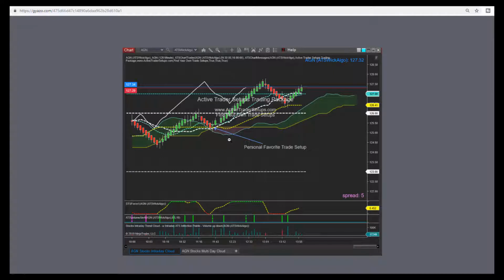Personal favorite here, AGN, gives that breakout through the cloud. Now this is an intra-session line here, so this was only plotted between 9:30 and 10. This line was placed here, and then any other lines would go back into prior days at this early point in the day. But here's your breakout through the cloud, pulling back to the physical cloud, as well as this right side cloud at the same time.